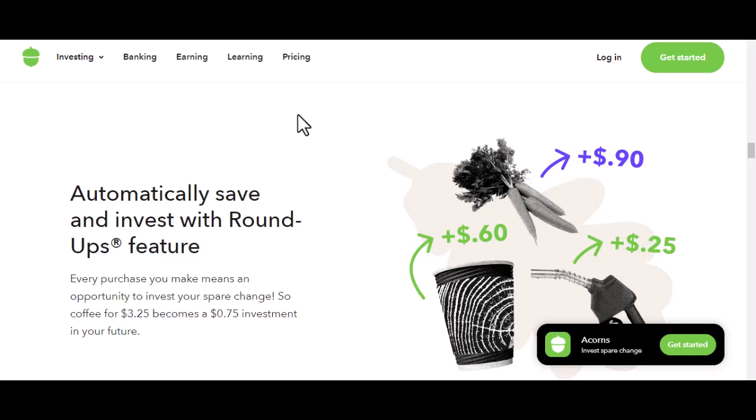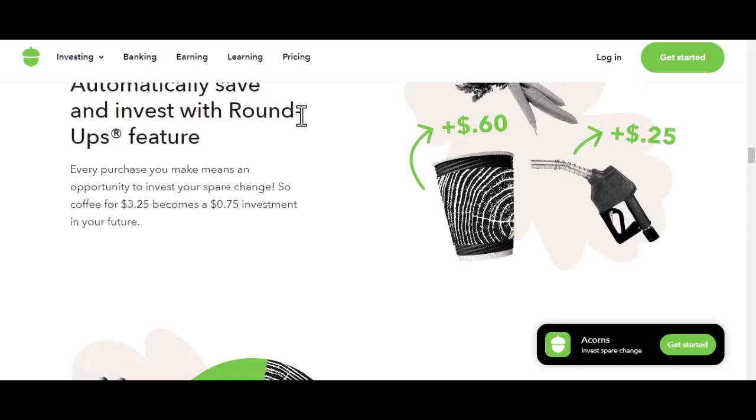Step 2, find your bank. Acorns tries to make your life easy by offering a list of popular banks. If your bank is there, consider yourself lucky. Just tap it and follow the on-screen instructions. It's usually a simple login process.